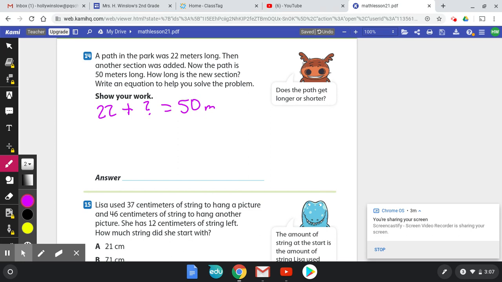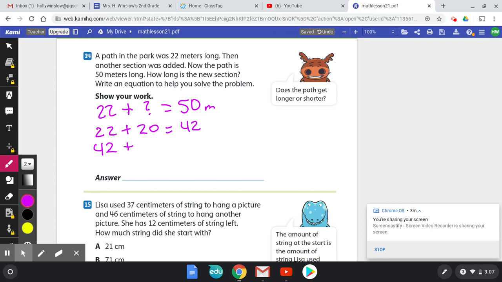So if I want to add, kind of like I would on a number line, I would say, what would get me close to 50? Well, if I add 20, I know that gives me 42. So, that looks like a Z, doesn't it? So if I want to know how much further do I add from 42 to get to 50?